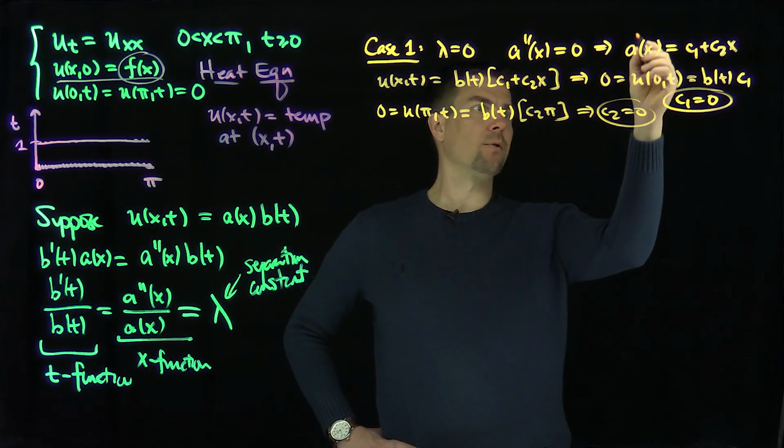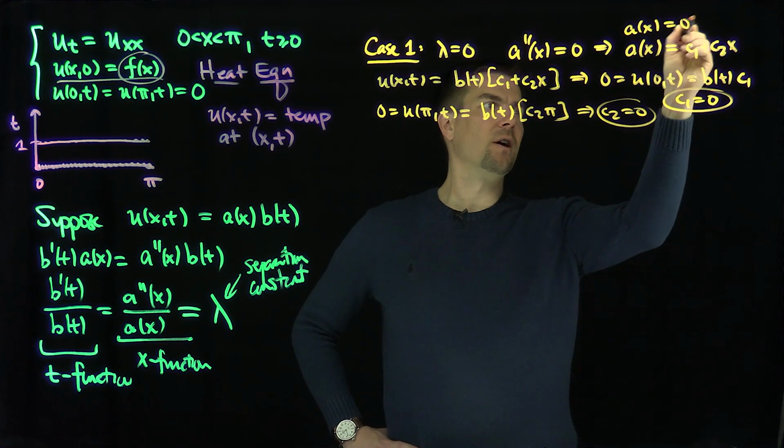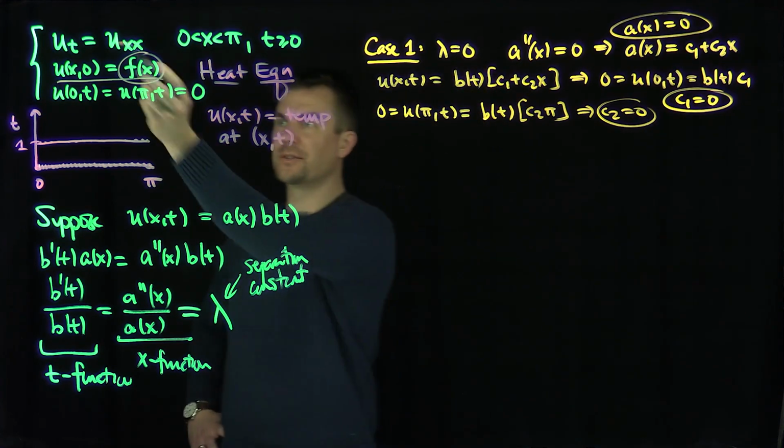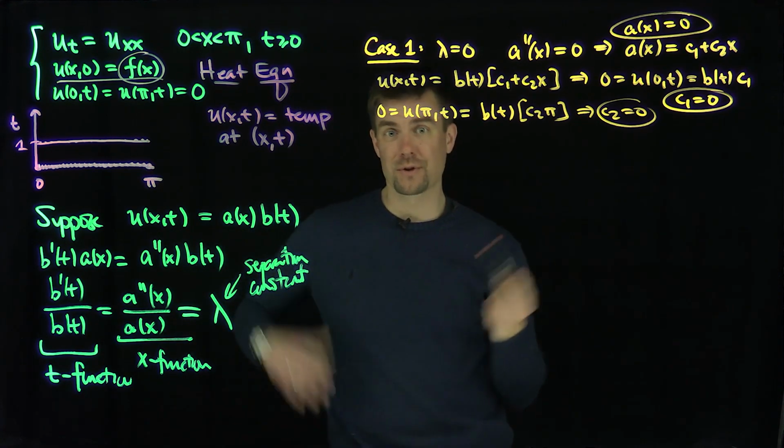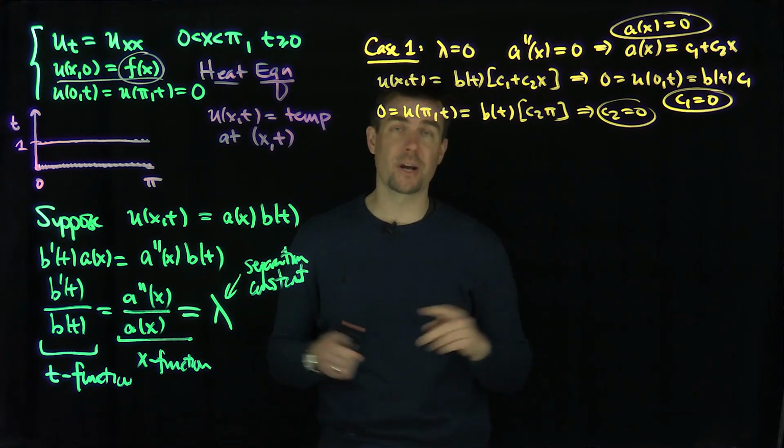So the only solutions here, that forces a of x to be equal to 0, and that's not very interesting for us because I know that 0 is a solution to this, right? It's not going to help me solve the boundary condition, but I know that 0 is a solution. No big deal. So case 1 doesn't give me any information, right?